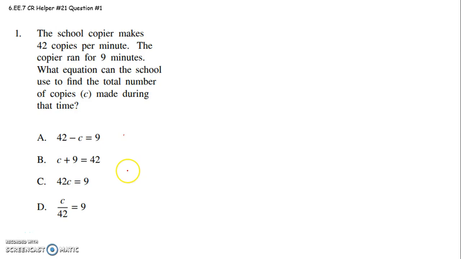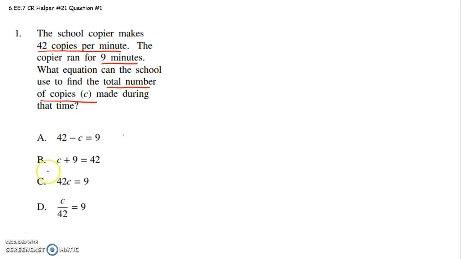Eighth graders, this is to help you with question 1 on CR 21. It says the school copier makes 42 copies per minute. The copier ran for 9 minutes. What equation can the school use to find the total number of copies C made during that time?